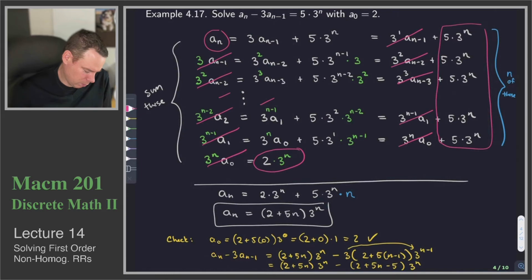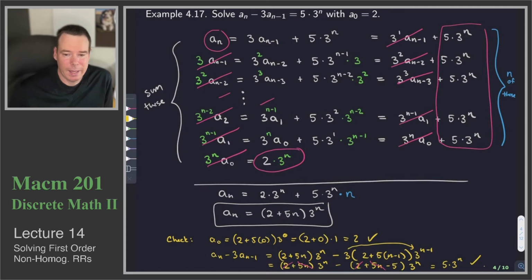And we would get a number of things canceled. We get this 2, 3 to the n cancels with this 2, 3 to the n. We get the 5n cancels with the negative 5n, 3 to the n. And so there's only one survivor there. And it is the negative 5, 3 to the n, or 5 times 3 to the n. And so, yeah, it also satisfies the recurrence relation. So there is our solution. And we've double-checked that it is our solution.